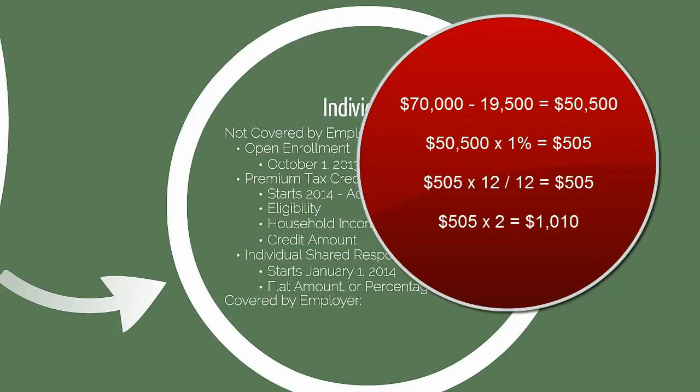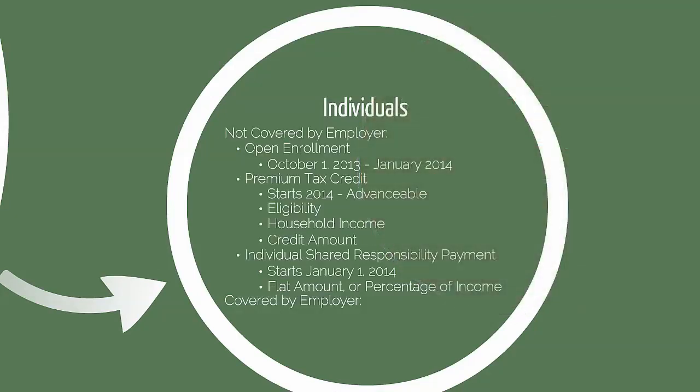We get to subtract off their filing threshold of $19,500, so that we're left with $50,500. For 2014, we have to multiply that by the percentage, and that percentage is 1%, so that comes out to $505. And they had 12 months with no coverage, so we need to multiply the 505 times 12, and then divide by 12, and then multiply it by 2 for both the taxpayer and the spouse, and we get $1,010 penalty. So in order to properly calculate the credit, we must look at it from both factors.